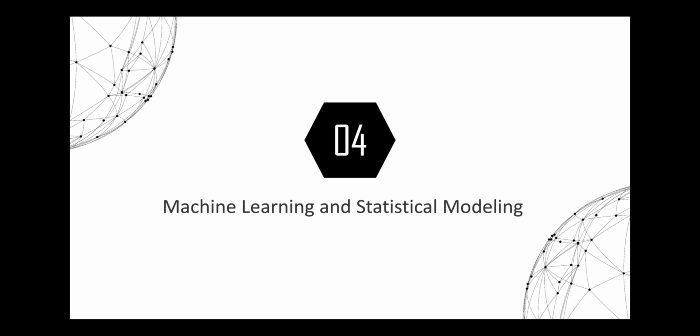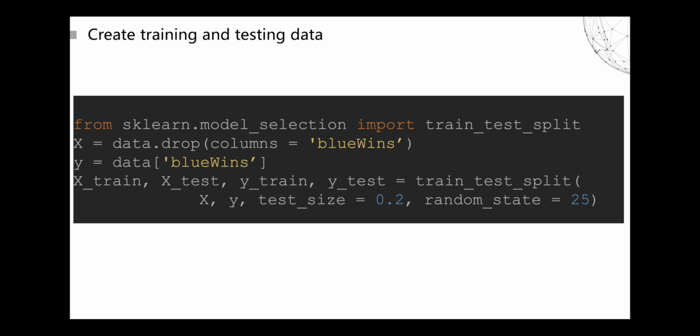Next, machine learning and statistical modeling, which is the most important part of the whole project. The first step is creating training and testing data, and it's quite easy using the train_test_split method from sklearn model selection to automatically split the original dataset, and the code is here. It's very simple.